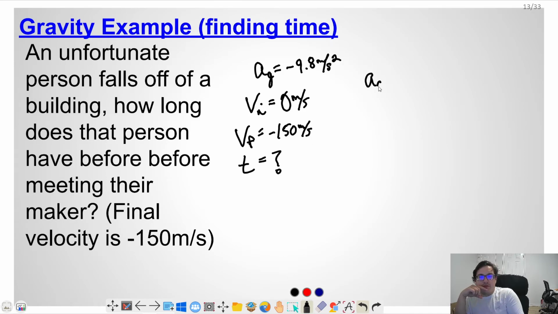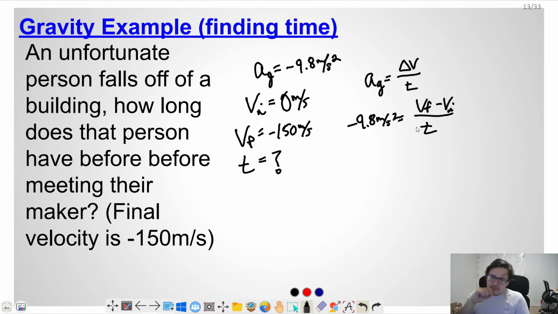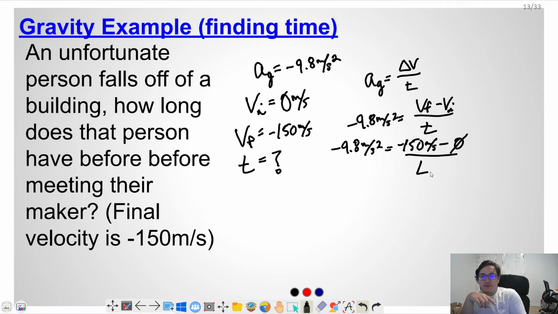Plug and chug in our formula. Acceleration due to gravity, delta V over t: negative 9.8 meters per second squared equals final velocity minus initial velocity all over time. This one kind of trips students up as far as the math goes, so make sure you're following along with me. Final velocity is negative 150 meters per second minus 0, because initial velocity is 0, all over t.